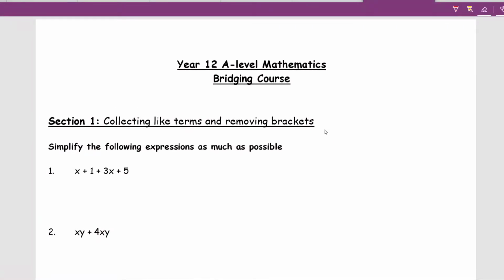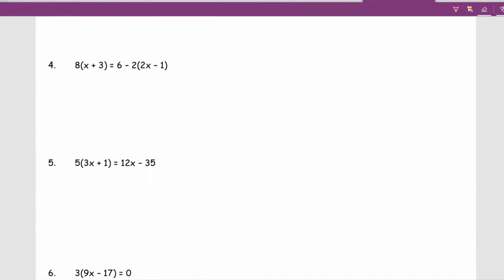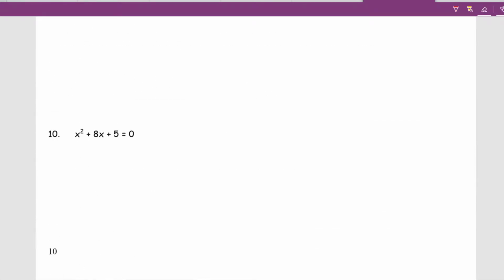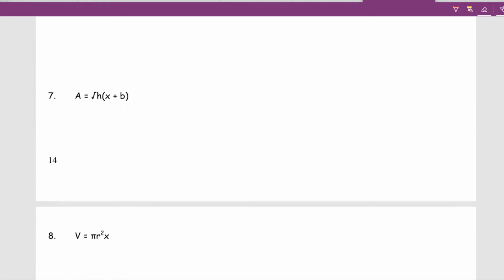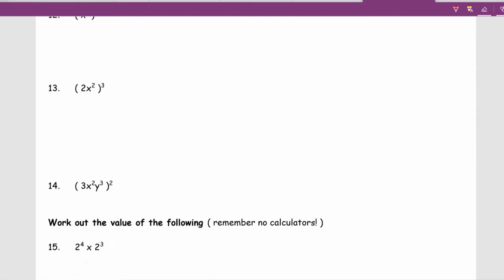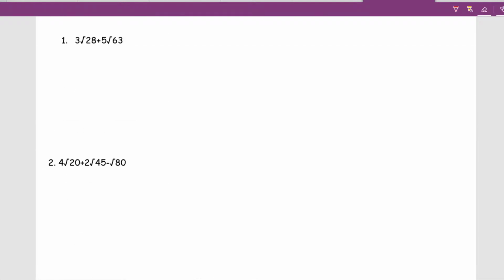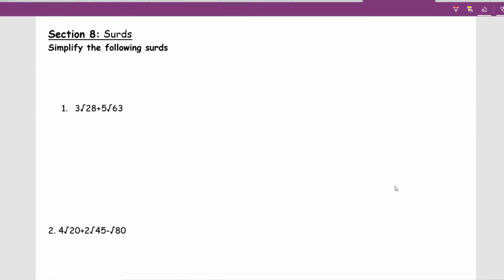Okay, still looking at the year 12 A-level bridging course as we're going from GCSE to A-level maths. We're now going to look at section 8, which is dealing with surds. First of all, we're going to look at surds in a simple context, how to simplify them. And then further, we're going to look at more complicated ones where we have to rationalize a denominator.